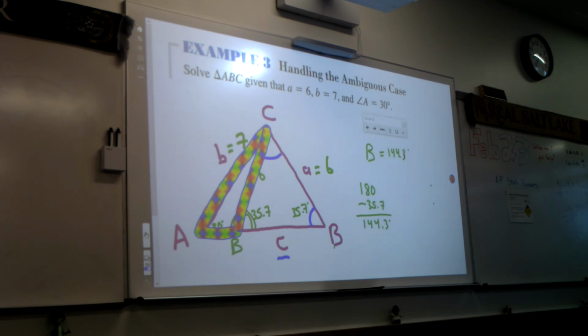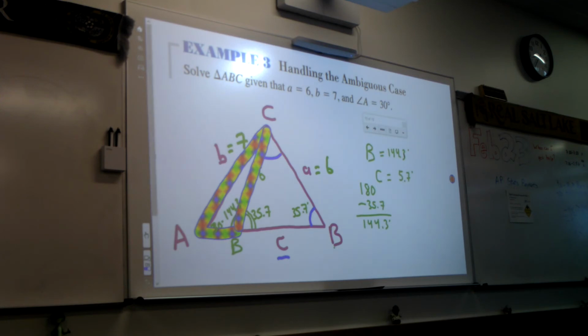Okay? Now we can easily figure out what angle C is, because I know A is 30 degrees, I know B is 144.3, so how do we figure out what C is? Just subtract it from 180. Can you guys hear me do that? 180 minus 30, and then minus 144.3. I think C is going to be a pretty small angle. What is it? Thank you. And that makes sense in our picture. That's a pretty small angle.